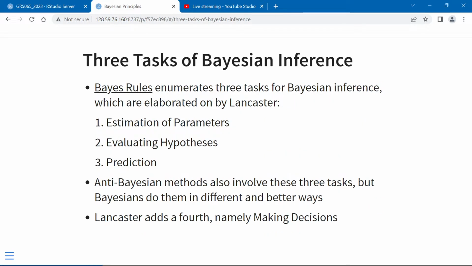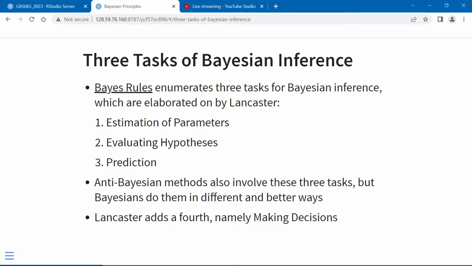The reading for today, particularly the Bayes rules, enumerates 3 tasks of Bayesian inference. Lancaster elaborates on each of these. 1 is estimation of parameters. 2, evaluation of hypotheses. I like evaluation better than testing when referring to Bayesian stuff. And 3, prediction. And there are certainly other methods that involve some combination of these 3 tasks, but the Bayesian way of doing them is different, and as I would argue, better.